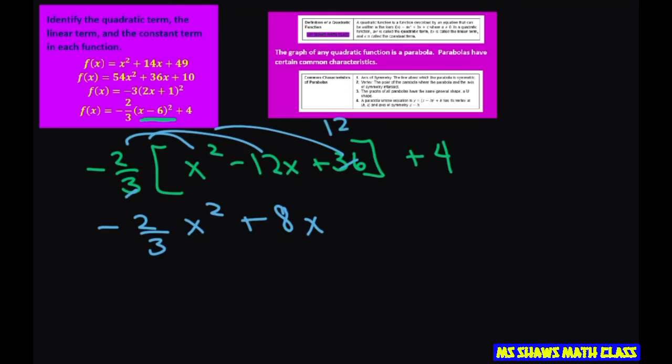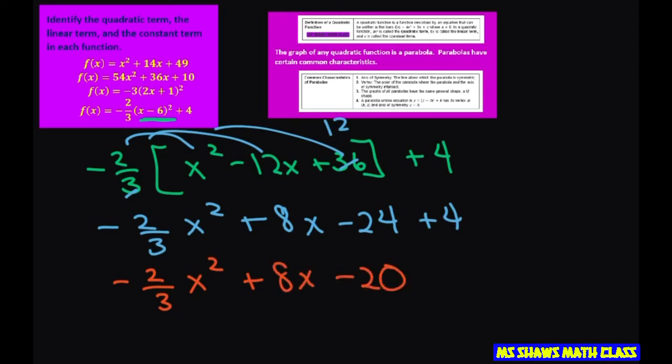3 goes into 36 12 times. 12 times 2 is going to be negative 24. Plus 4. So finally we have negative 2/3 x squared plus 8x minus 20.